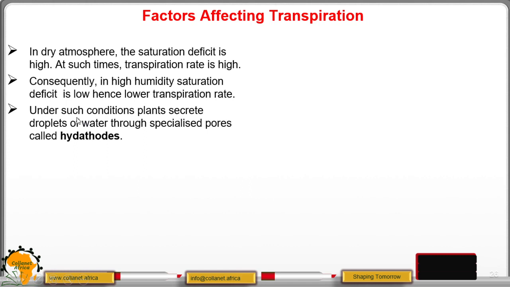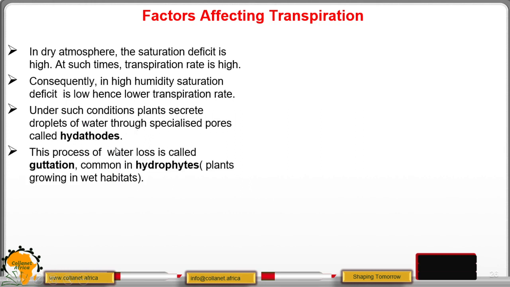Under such conditions, plants secrete droplets of water through specialized pores called hydathodes. This process of water loss through these specialized pores called hydathodes, in terms of droplets of water in hydrophytes, is called guttation. And remember, hydrophytes are those plants growing in water or wet habitats.